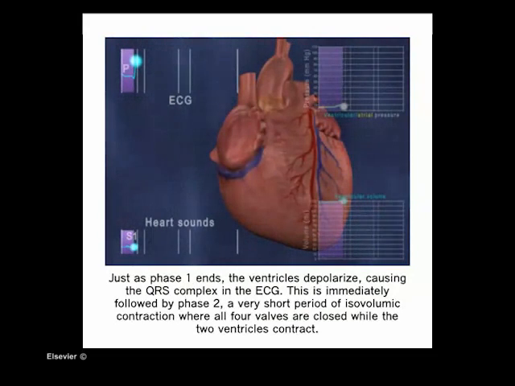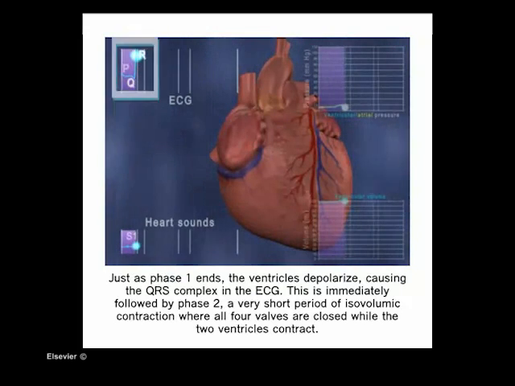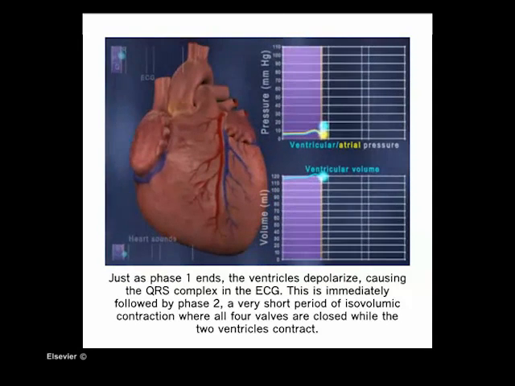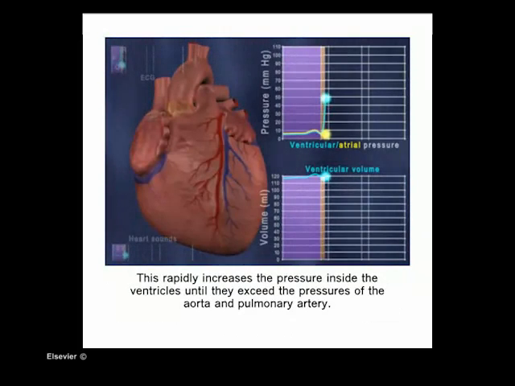Just as phase 1 ends, the ventricles depolarize, causing the QRS complex in the ECG. This is immediately followed by phase 2, a very short period of isovolumic contraction, where all 4 valves are closed while the 2 ventricles contract. This rapidly increases the pressure inside the ventricles until they exceed the pressures of the aorta and pulmonary artery.